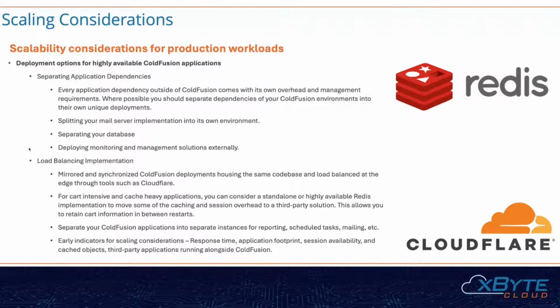I'm always focused on, what does the application use, and is it on the same server as ColdFusion? ColdFusion has its own overhead and its own resource requirements. If you have a database on the same server right next to it, they may get along fine, but in a load test, or when you're defining KPIs or assessing your performance, you may see that the database uses all the resources and ColdFusion begins struggling, or the other way around. So when possible, especially as you're gaining traction or scaling your app, you should separate dependencies of your CF environment into their own unique deployments.